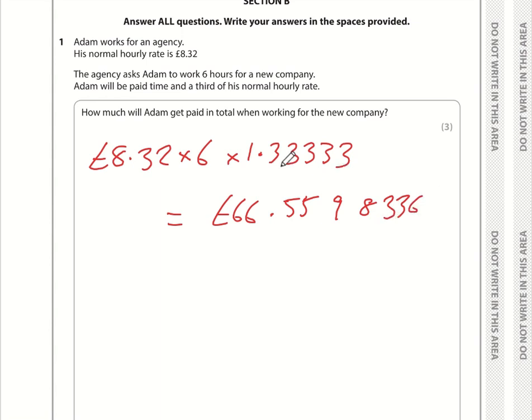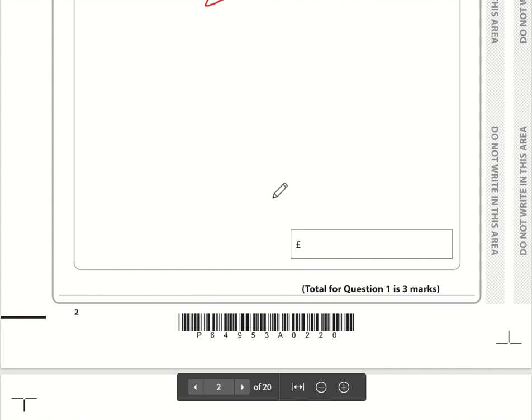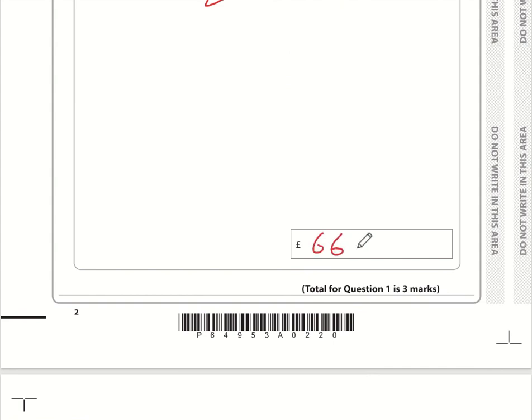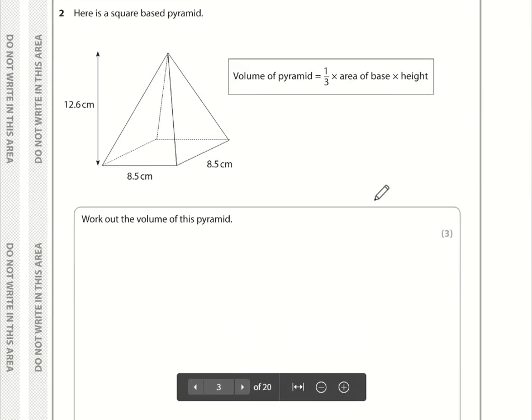66.5598336. Well, that's what I'm getting with this number of threes. That's probably too many threes. All we want is an answer to 2 decimal places because it's pounds and pence. So we're going to look at the value of the 3rd decimal place, which is a 9. So that will round up to £66.56. Okay, let's move on to question number 2.